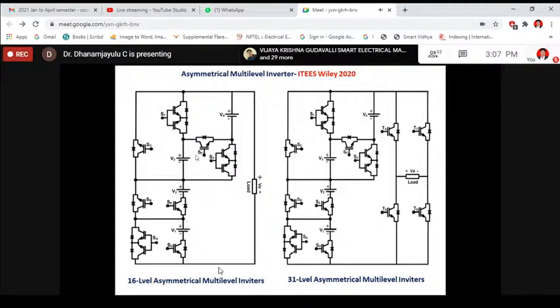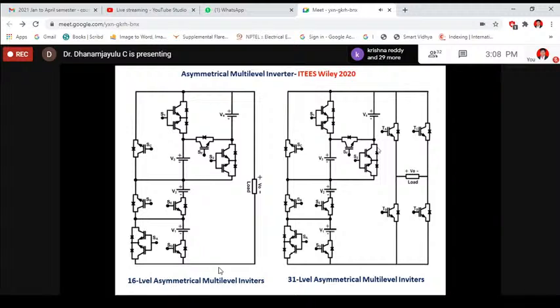But by employing the HB inverter, as I said, the HB inverter will give the polarity generation. So by employing the HB inverter, we are able to generate a total of 31 levels. Here we have only 3 DC sources. By employing the HB inverter as well as this proposed inverter, we are able to generate 31 levels.